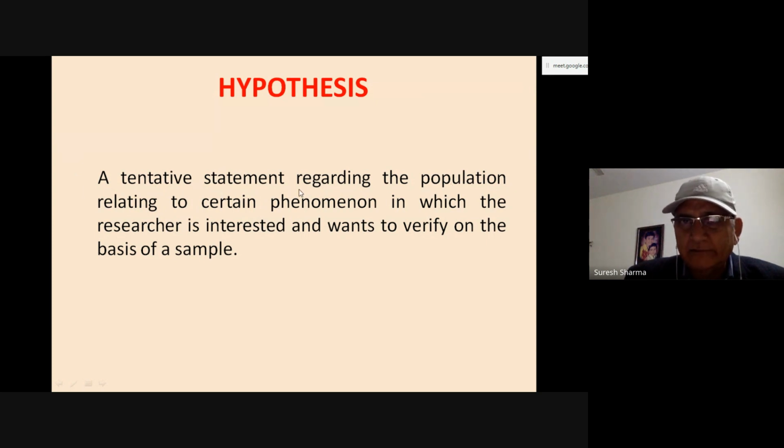I'm writing a tentative statement regarding the population, relating to a certain phenomenon. It could be height, it could be weight, it could be IQ, it could be BMI, in which the researcher is interested, and wants to verify on the basis of the sample. And you have to verify whether your estimates are closer to the population parameters or not. Because values associated with the population are known as parameters. Values associated with the sample are called a statistic, right?